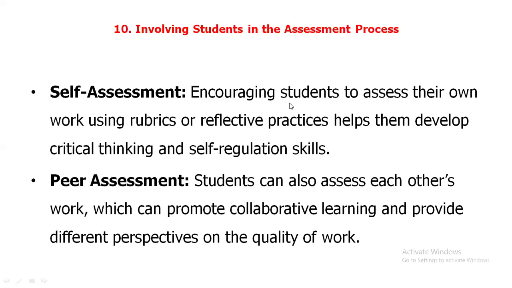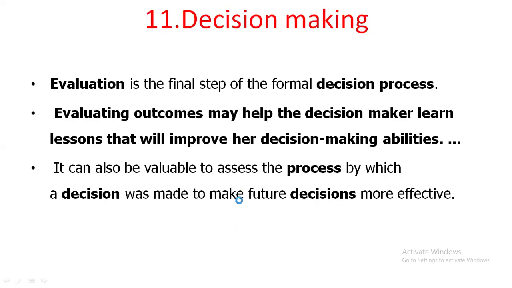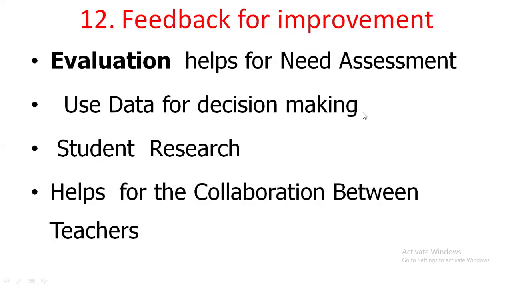Involving students in the assessment process. Self-assessment: encouraging the student to assess their own work using rubrics or reflective practice helps them develop critical thinking and self-regulation skills. Peer assessment: the students can also assess each other's work, which can promote collaborative learning and provide different perspectives on the quality of work. Decision making evaluation is the final step of the formal decision process. Evaluating outcomes may help the decision makers learn lessons that will improve their decision making abilities. It can also be valuable to assess the process used in making the decision, so that future decisions are more effective. Feedback for improvements: evaluation helps needs assessment, use of data, decision making, student resources, and collaboration between the teachers.